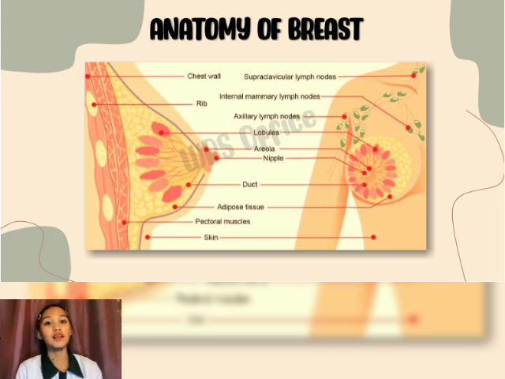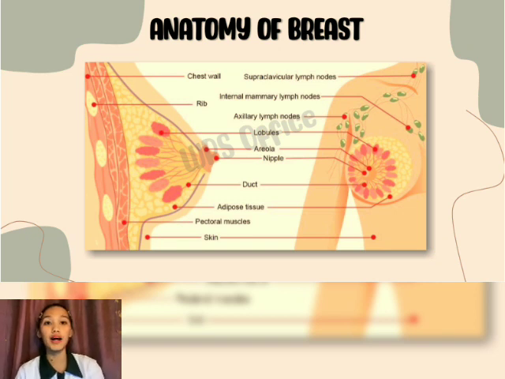Number 8, the nipple. We all know what the nipple is. The nipple is the raised structure on the breast that contains openings for milk to be released during breastfeeding. Number 9, the duct. Ducts are tiny tubes that carry milk from the lobules to the nipple. I discussed it earlier. Number 10, adipose tissue. We know the adipose tissue, I discussed it also earlier. This is the fat that provides support for the breast.